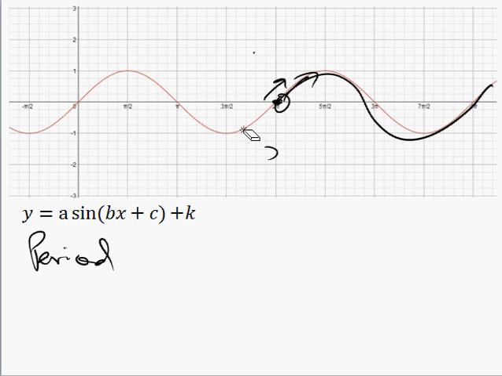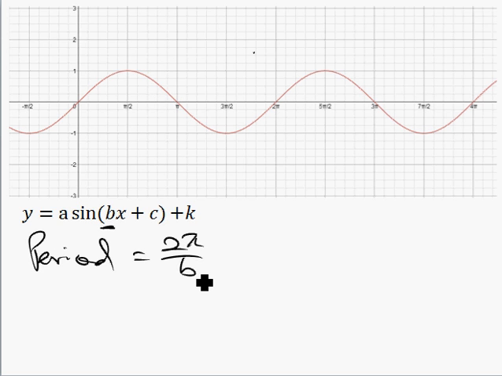How do we calculate the period from the equation that's given to us? To find the period, we need to use this value of b. There is a certain formula. It's just 2 pi over b. How do you get that?